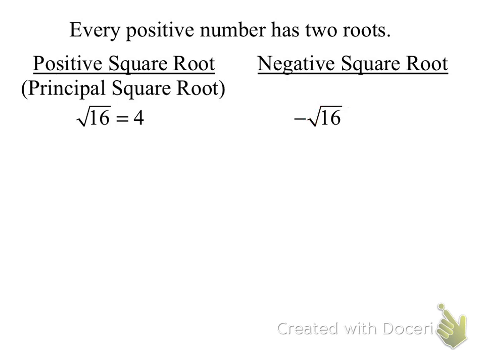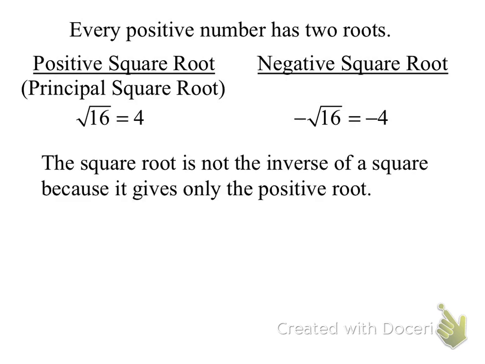If we have the negative outside, that's almost like saying negative 1 times the square root of 16. Negative 1 times 4 is negative 4. Does that make sense? When you have that negative, questions? So the negative square root of 16 is negative 4. That's how we show our negative roots. Questions?